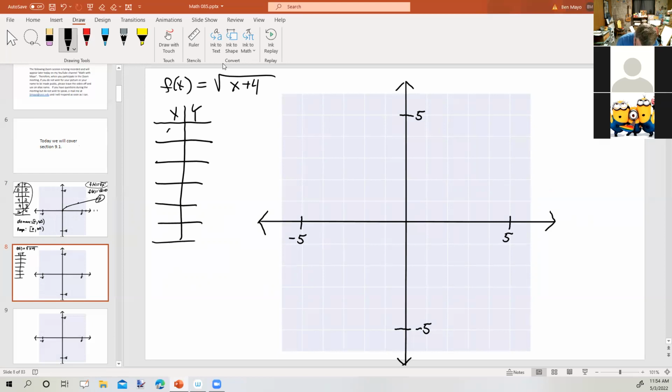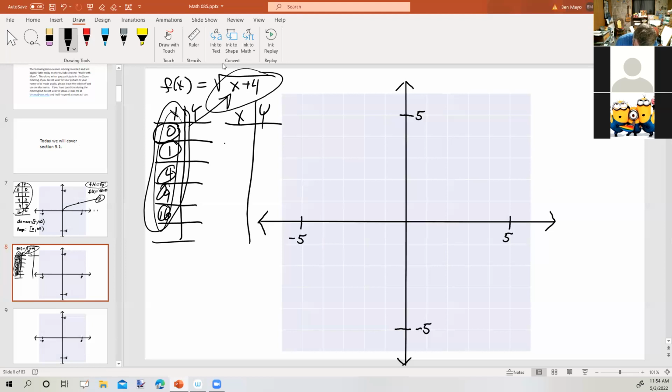If we use 0, 1, 4, 9, 16, that's not going to give us perfect y values, because when we put those x's in there, we're going to add 4 to that x value. So what we need is for these x values to be 4 less than those, so that when we put them in here and we add 4, we get back to perfect squares. I don't know if that's making any sense or not.